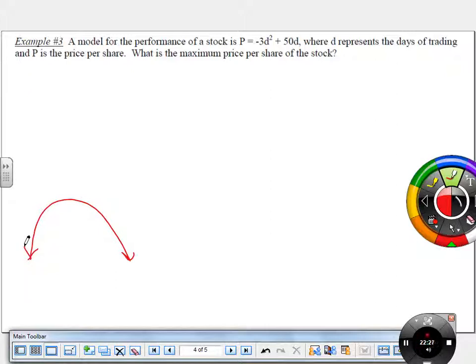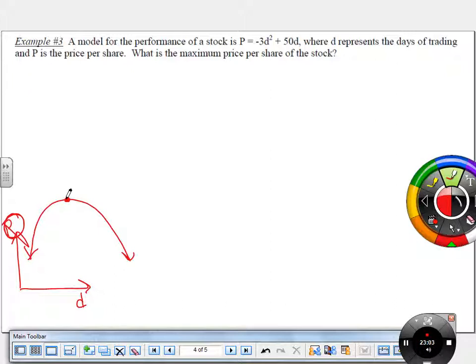Remember that my x-axis versus my y-axis, and this is kind of a rough sketch because I have no idea where this parabola is. I didn't do any of that. But P is kind of the y value that I'm calculating, and D is taking the place of my x. My goal is to find the maximum price per share of the stock. So I really am looking for a P value, and that maximum price is going to be how high up that parabola goes. So the question is, how high up does it go?